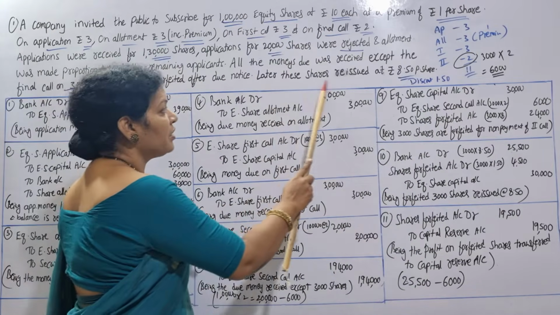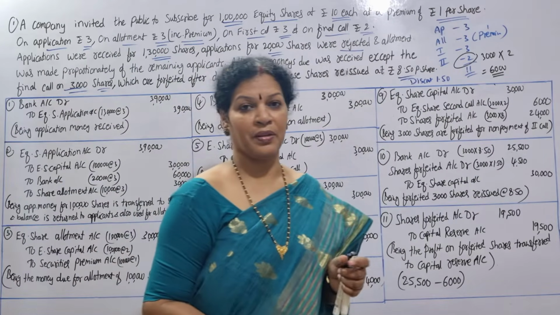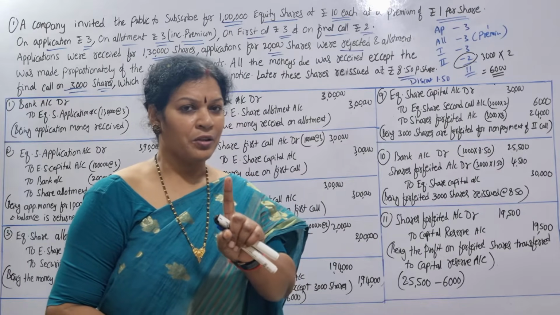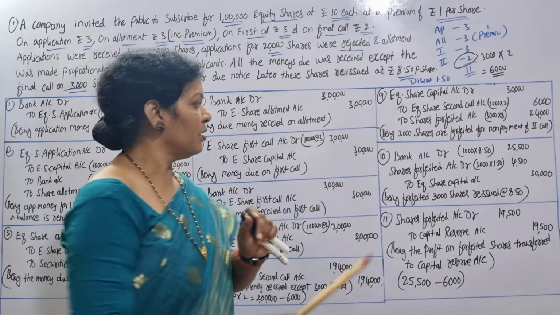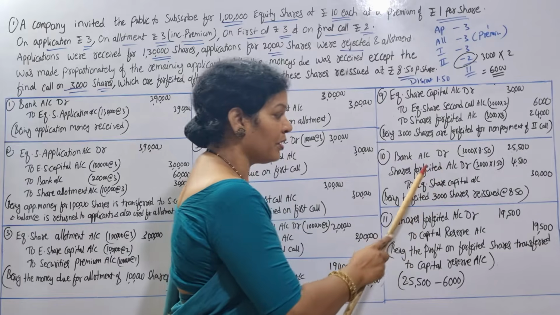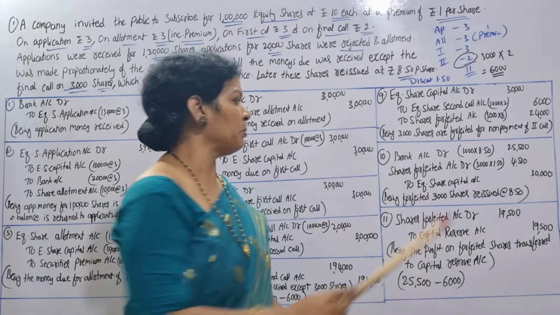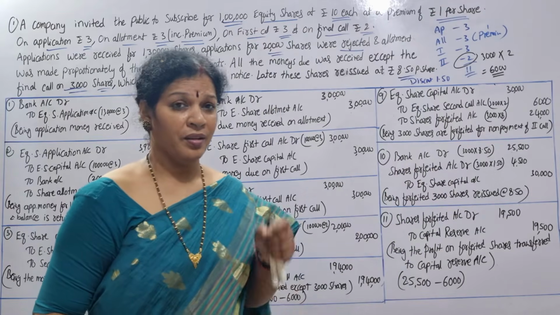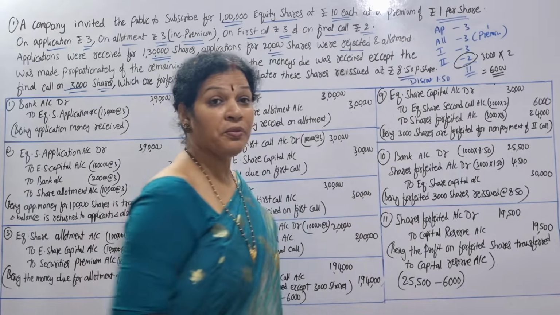Later these shares were reissued at 8 rupees 50 paisa per share. When the company is reissuing, we'll have two entries: one for reissuing, another for transferring to the reserve. For the reissuing entry: bank account debit, shares forfeited account debit, to equity share capital. Generally you always have to remember bank account debit to equity share capital account. But here there is a discount. They are issuing for 8 rupees 50 paisa.